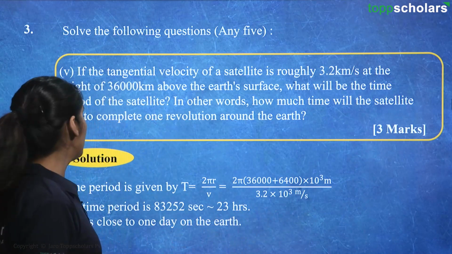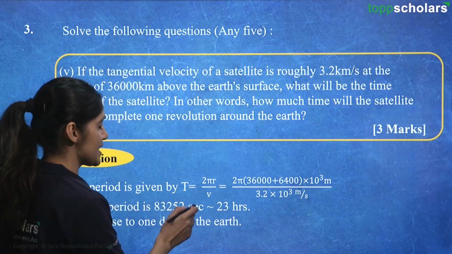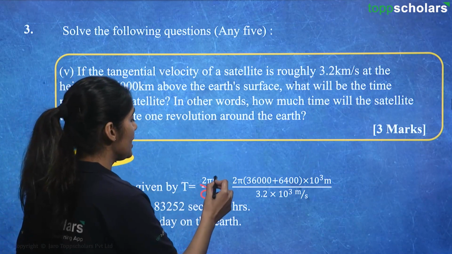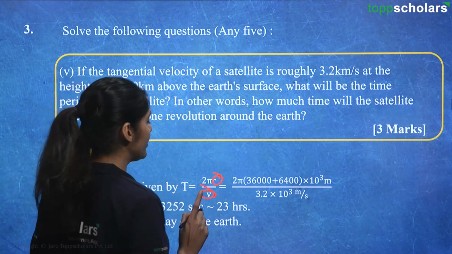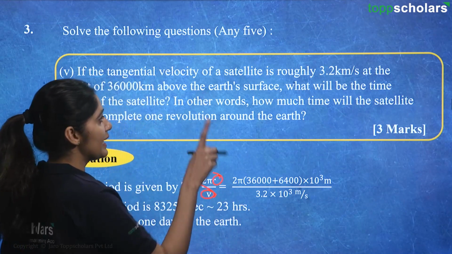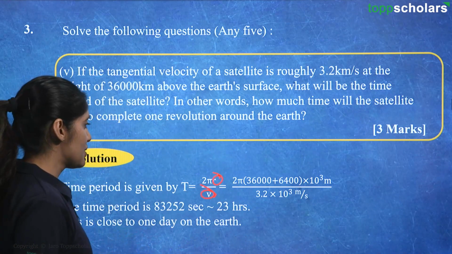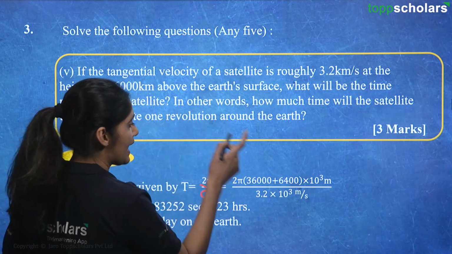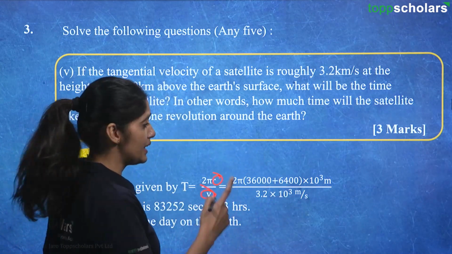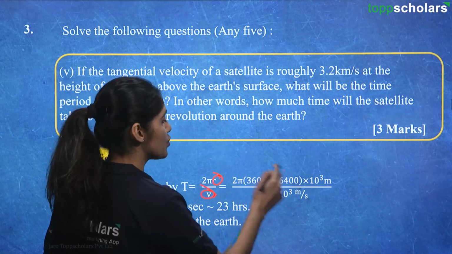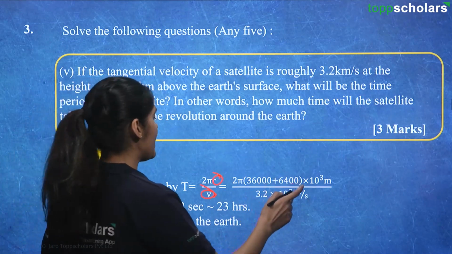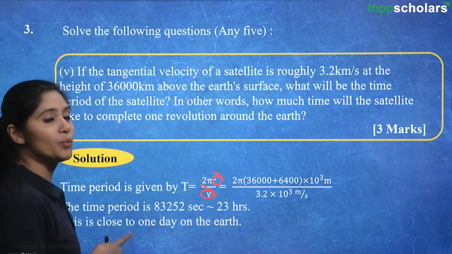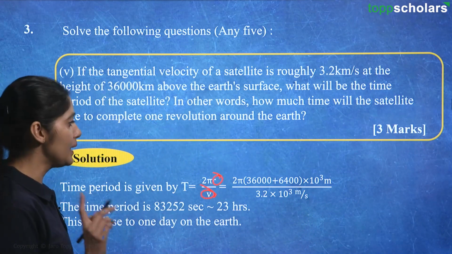So what is the formula? The time period is given by T equals 2 pi r upon v. We know the velocity, we know the height. So what are we going to do? We are going to replace the values in this formula. So 2 pi times 36,000 is the height and 6400 is the radius of Earth. So we are going to add that to the height and multiply by 10 raised to 3 meter, because from kilometer we have to convert it into meter.